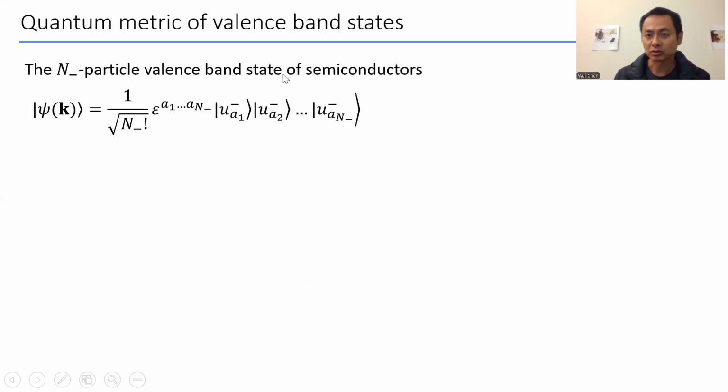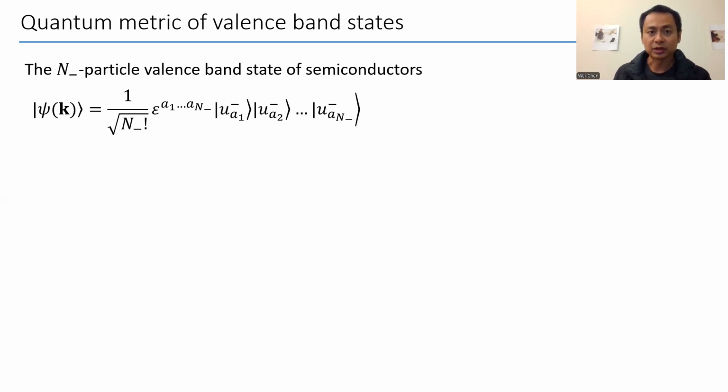Now, because the electrons are fermions, if you wanted to construct one single state out of all these valence band states, then you should combine all these Bloch state wave functions of all these valence band states in a fully anti-symmetric way, in such a way where this epsilon is the Levi-Civita tensor.